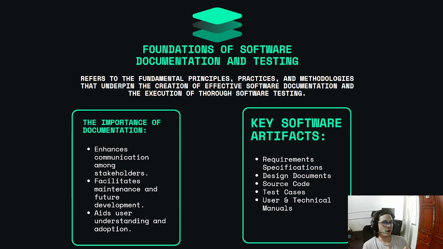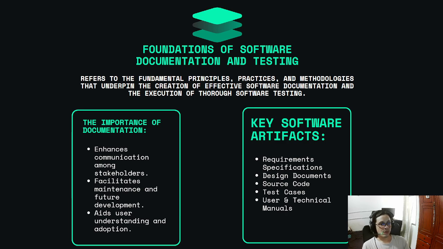Why do we write things down? First, communication. It helps everyone on the team talk and understand each other. Second, maintenance. It makes it easier to fix problems or add new features later. Third, user adoption. It helps the final user understand how to use the software.